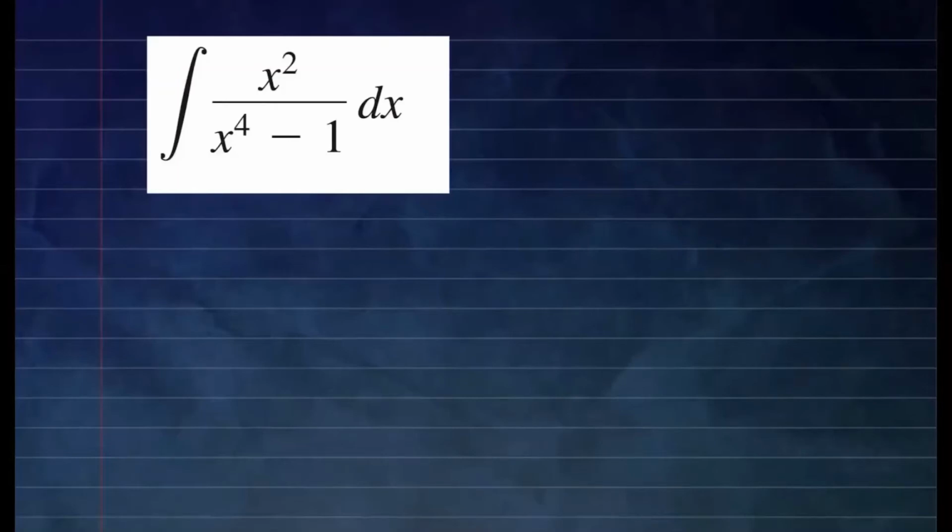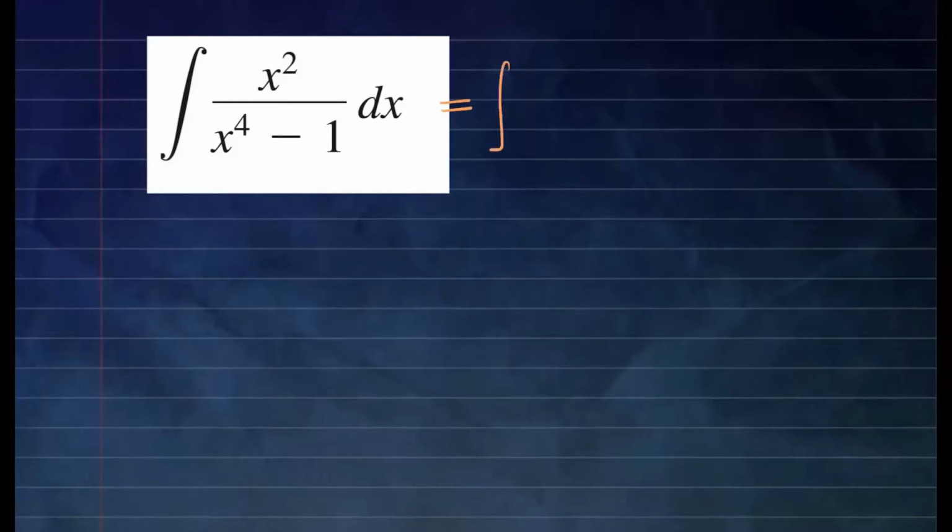All right, so let's go ahead and work out this integral. So we have a polynomial of degree 2 on top and a polynomial of degree 4 on the bottom. So it's a proper fraction. No need to do long division. So let's go ahead and factor the denominator.